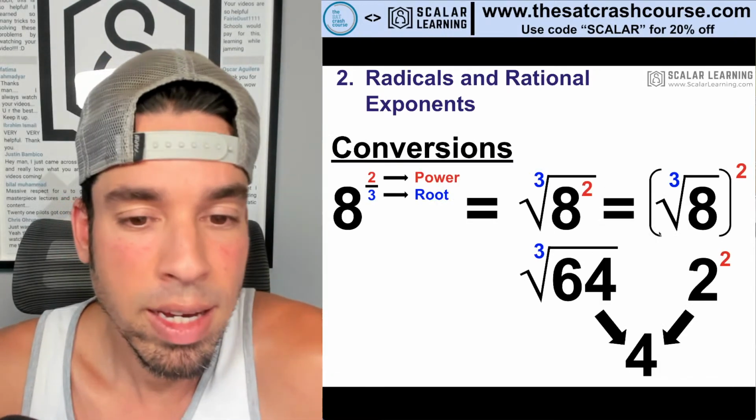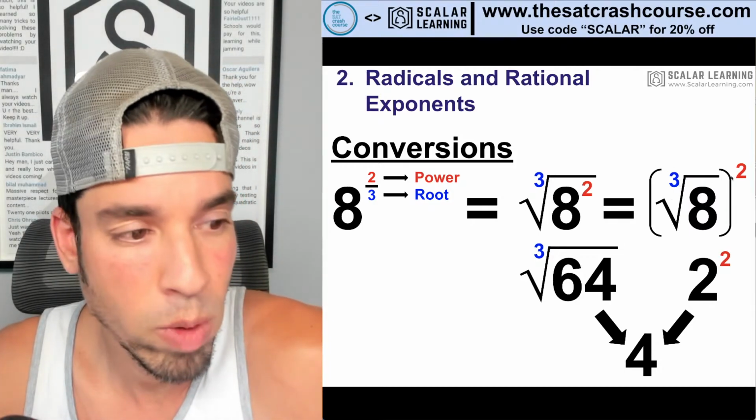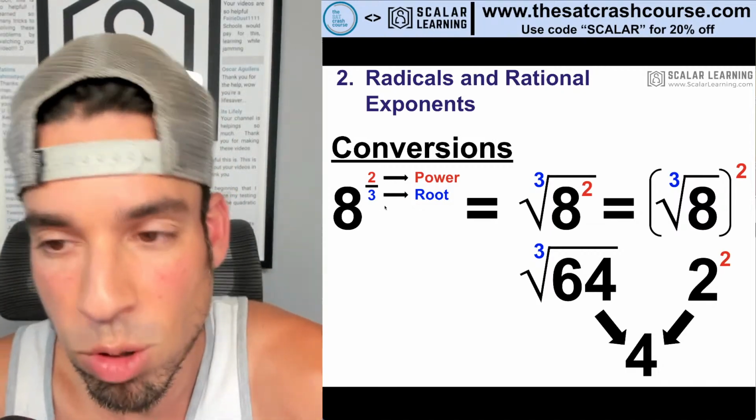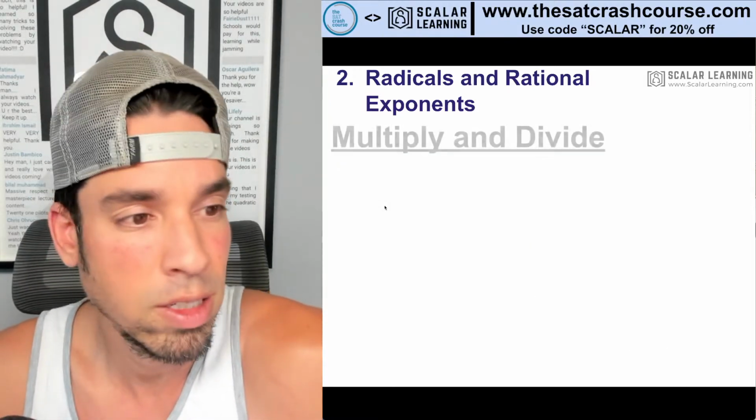Oh, and by the way, this is how you can go back and forth. If you see the cubic root of 8 squared, you can rewrite it as 8 to the 2/3. So sometimes you're going to have to go back and forth between these different abbreviations. That is definitely coming up a lot on this new version of the digital SAT.